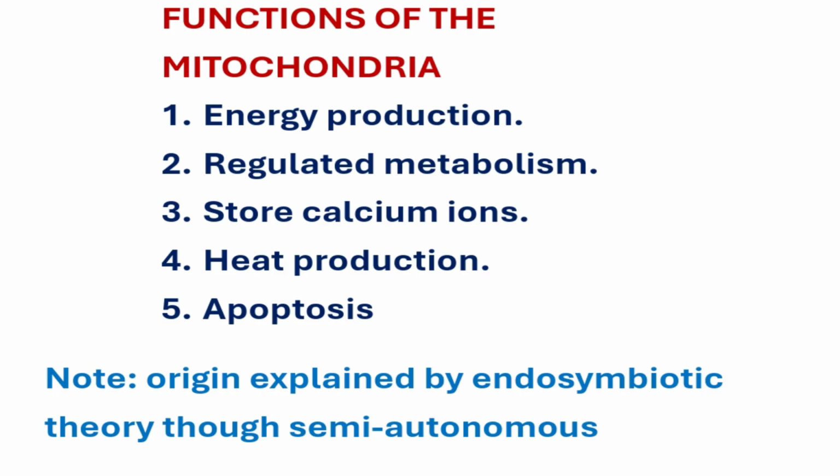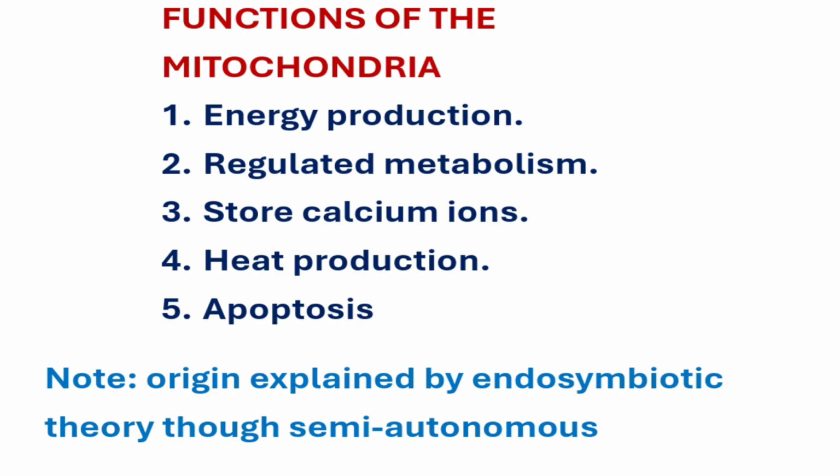Apoptosis. The mitochondria help control cell death. Apoptosis is controlled cell death, and when needed, the mitochondria help control it. They act as cell guardians, in that when the cell is damaged or dangerous, mitochondria trigger cell death by releasing cytochrome C into the cytoplasm, which activates enzymes called caspases that destroy the cell in a clean and controlled way. So those are the functions of the mitochondria.